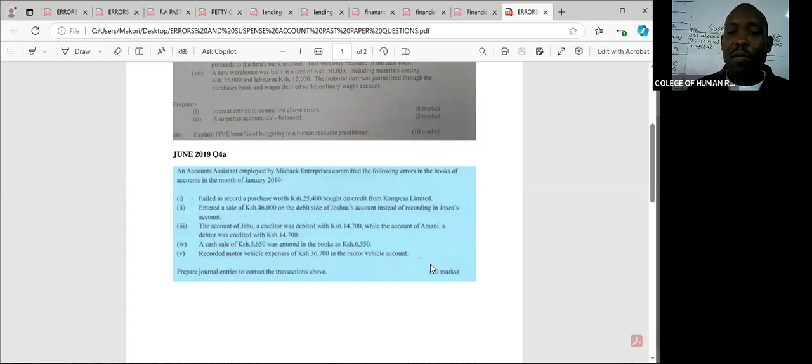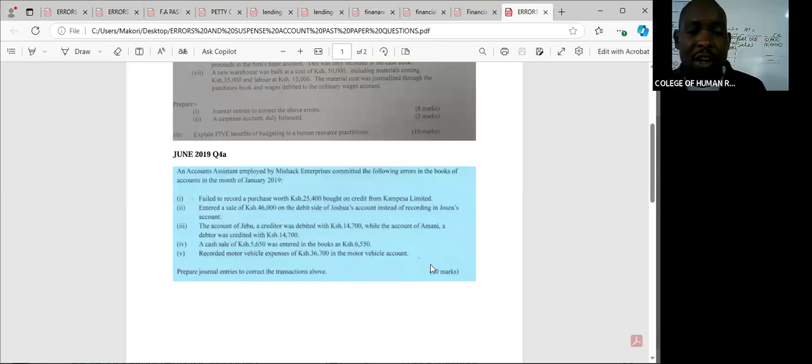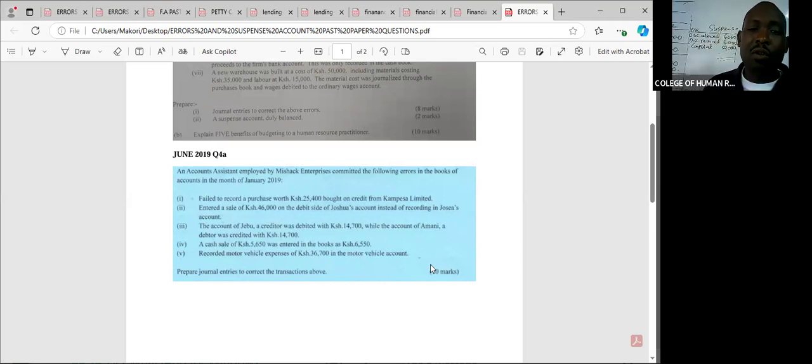So 46,000 sales was entered on the debit of Joshua instead of Josiah. Now that one you need to remember the issue of reversing and recording. It was debited in the Joshua, so you credit Joshua to reverse. Then you are going now to debit the correct person, who is Josiah. Never forget that. When it is an entry in the wrong account, reverse that, then post it in the correct account. So the correct account that was supposed to be debited is Josiah. So debit Josiah. Then because Joshua was debited erroneously, credit that account to reverse.